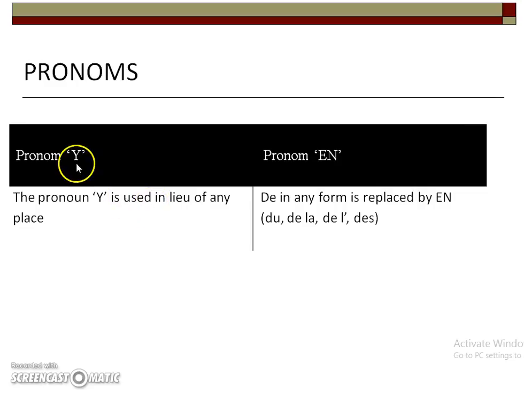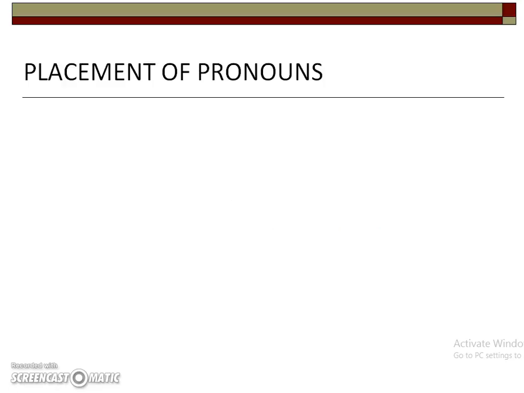We also have the pronoun y and en. The pronoun y is used in lieu of any place, and the pronoun en is used for replacing the de in any form, which is du, de la, de l' apostrophe, or des. Let's see how to place the pronouns.